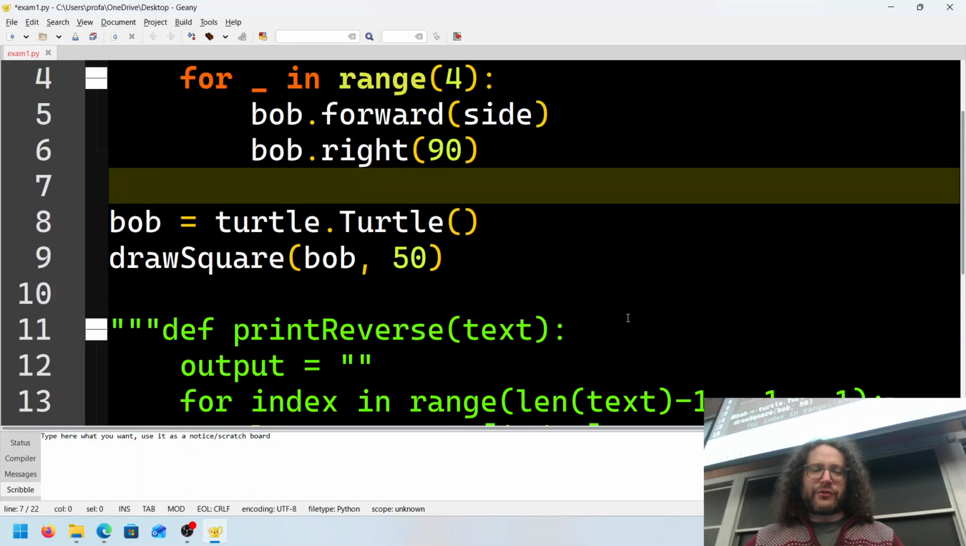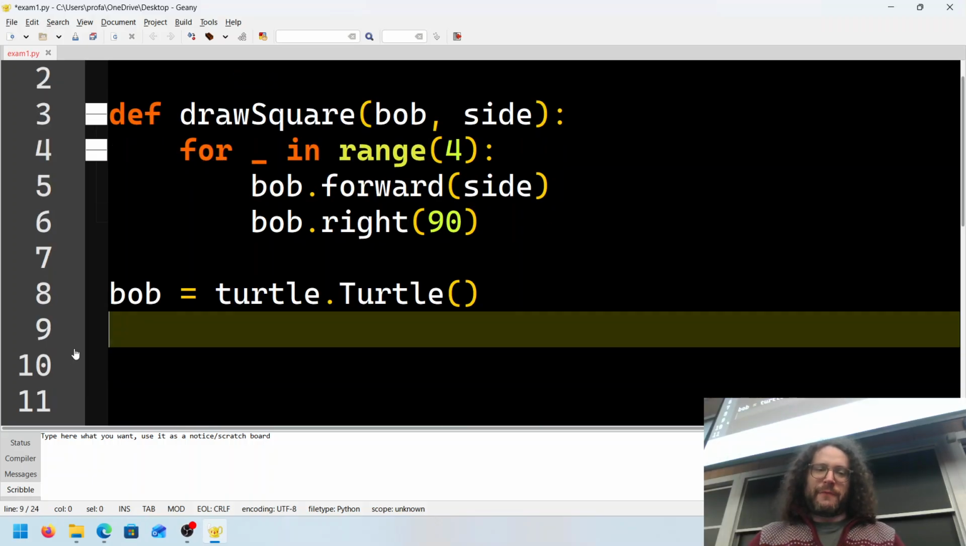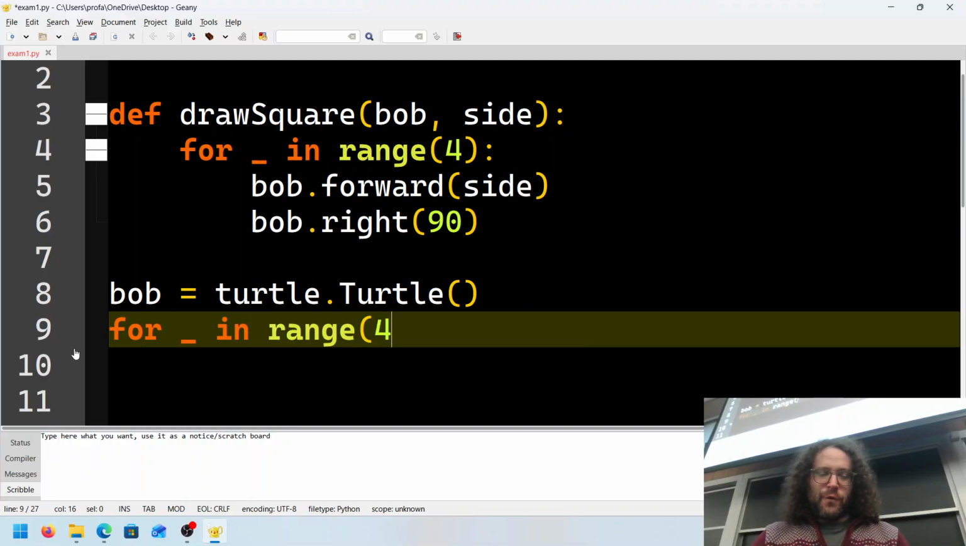So I'm not going to bother drawing a separate function for this. What I'm going to do is a for loop. I want to do the same thing 4 times. For 4 in range 4.